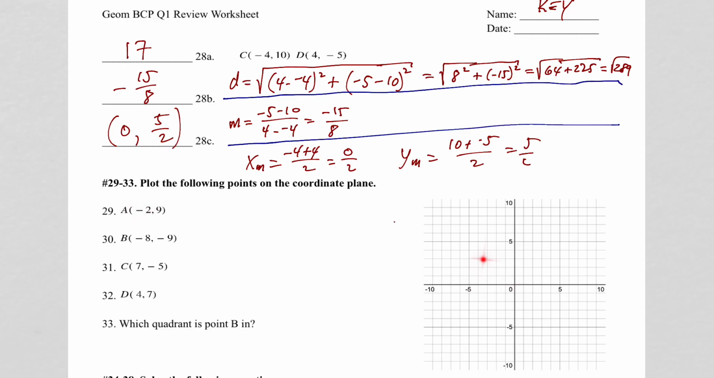Okay, the point negative 2, 9 is up here. That's point A. Negative 8, negative 9 is down here. That's point B. Point C is positive 7, negative 5, which is down here. That's point C. And D is 4, 7, which is up here. So that's point D. And B is in quadrant... it goes like this: quadrant 1, 2, 3, and 4. So this is quadrant 3.